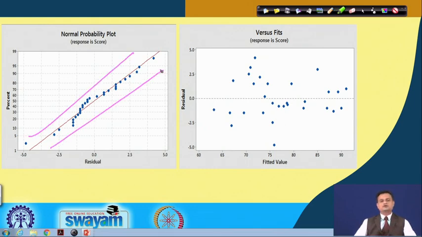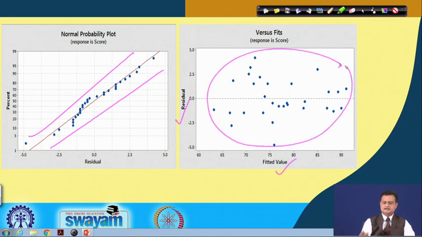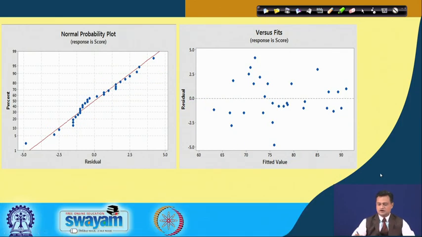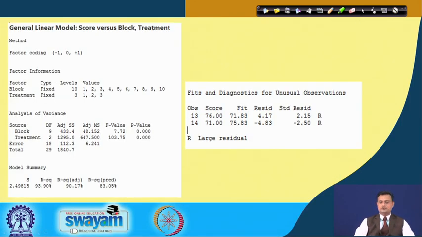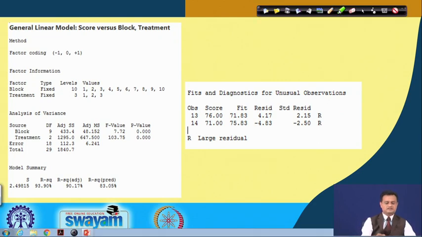Then you better check the normal probability plot. More or less your line is passing through the data points, and you can say that your assumption about the normality is valid. You also check the fitted value versus residual, and you can see that more or less it is randomly scattered and no peculiar pattern or behavior is observed. So I can go ahead with my assumption of independence, and then you will have these ANOVA results.